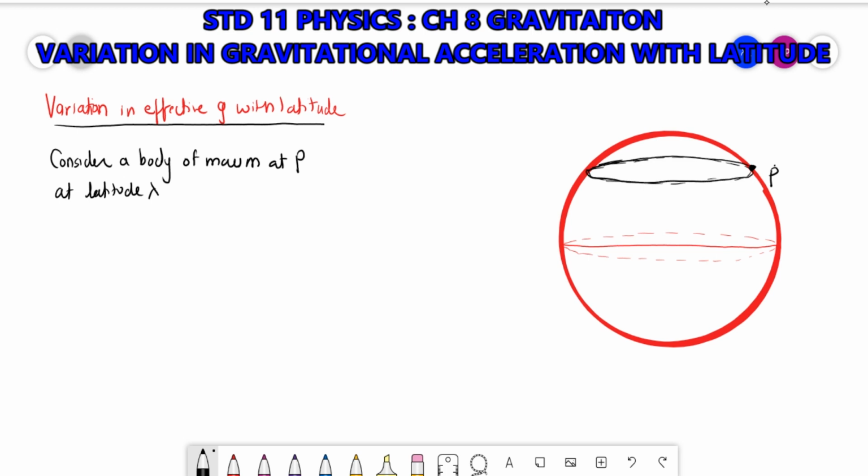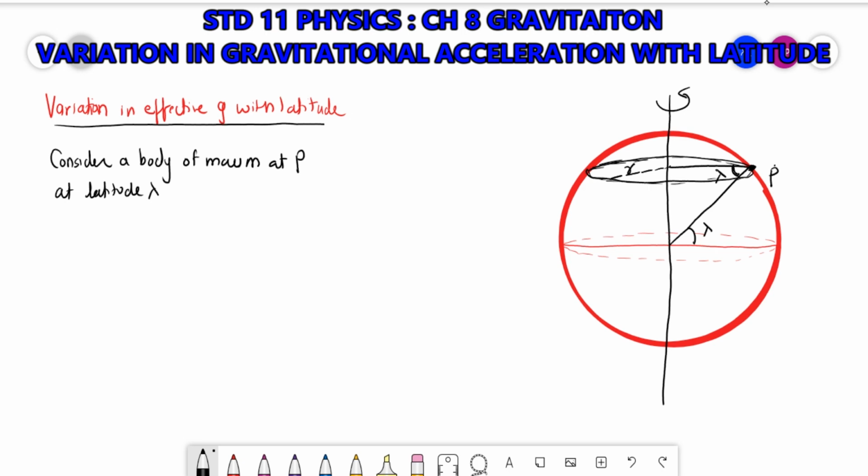Now first let's select the axis. This is the axis along which the earth rotates. So this latitude, if I consider it as lambda, that means this angle will be lambda. And this will be the radius of that latitude. I can consider this radius as r. This angle will also be equal to lambda.